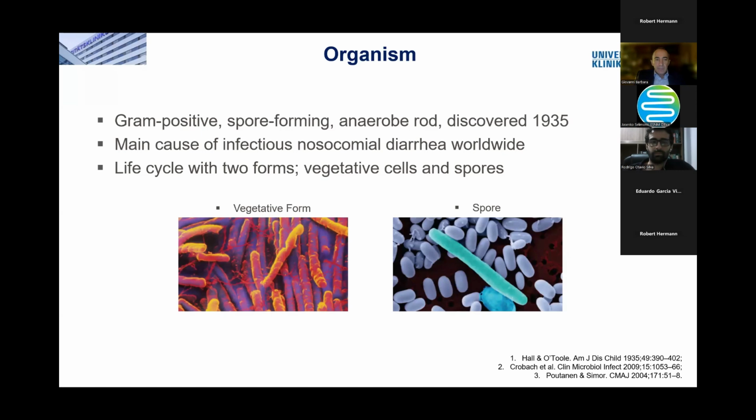So let's start with the basics. You probably already know Clostridioides difficile, previously termed Clostridium difficile, is a gram-positive spore-forming organism, and it's the main cause of infectious nosocomial diarrhea worldwide. It's quite important to understand that it has two forms of existence, the vegetative cells and the spores, and it can switch back and forth between these two forms.